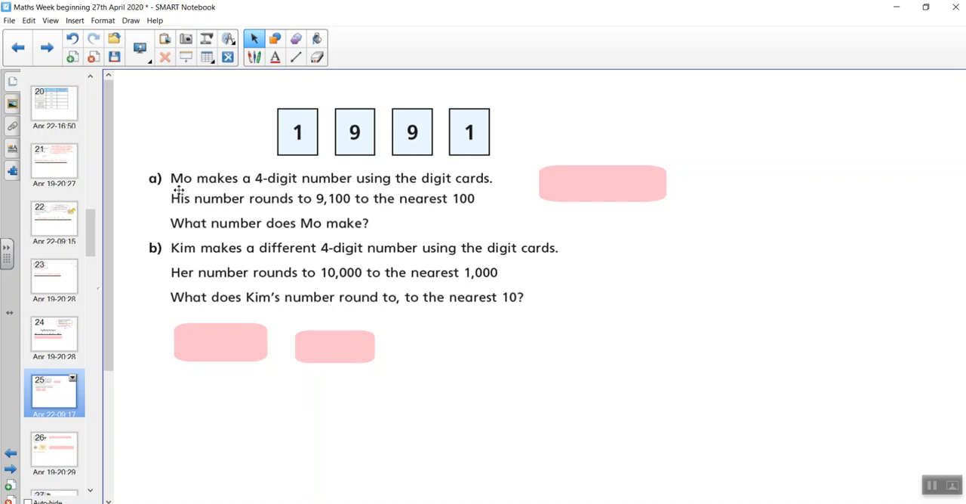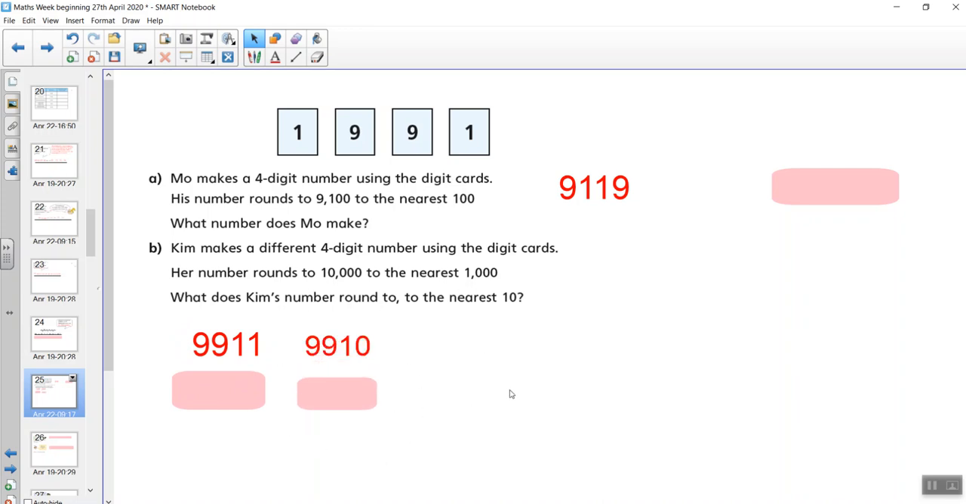Okay, let's look at the first one. Mo makes a 4-digit number using the digit cards. His number rounds to 9,100 to the nearest 100. So his number was 9,119. Kim makes a different 4-digit number and her number rounds to 10,000 when rounding to the nearest 1,000. Here comes Kim's number. Kim's number was 9,911. And when you round that number to the nearest 10, it's 9,910. How did you get on?